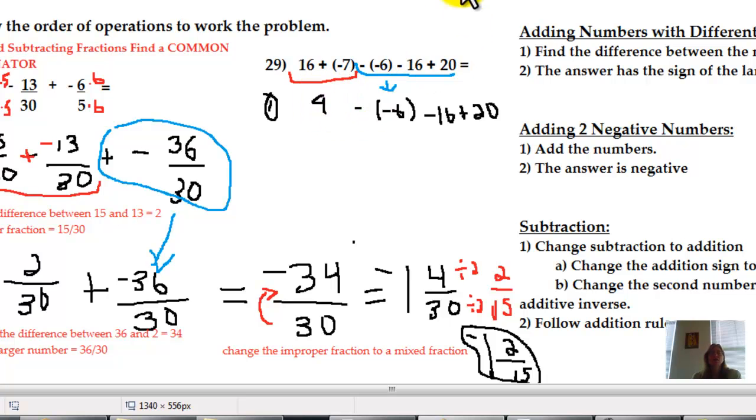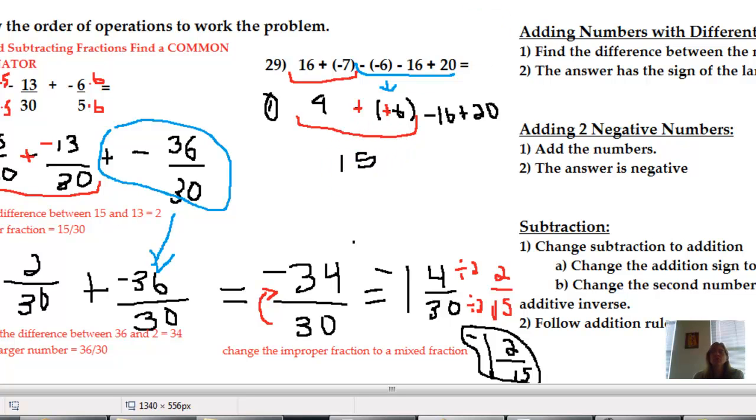So 9, we're looking at now just this part of the problem. 9 minus 6. So this is a subtraction problem. We follow the subtraction rules. So we change subtraction to addition, but always remember the next step is the second number goes to its opposite. So we change that to a positive 6. So now we have 9 plus 6. Well, that's easy enough. 9 plus 6 is 15. So we're going to put our answer to that portion as 15.